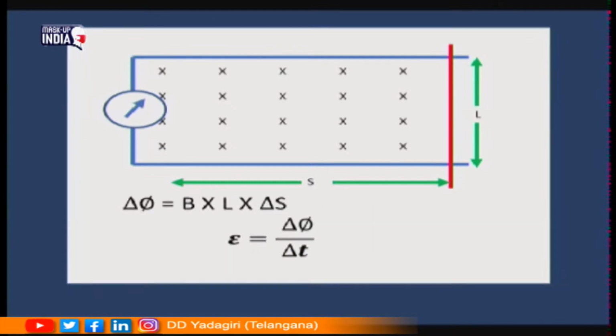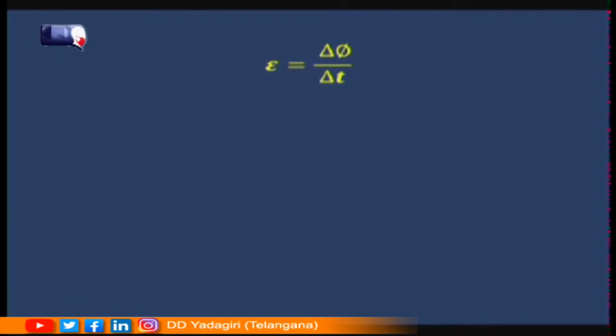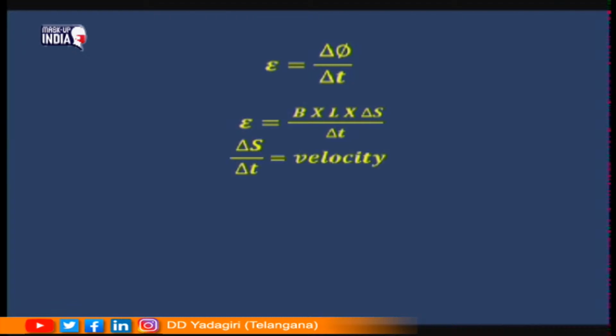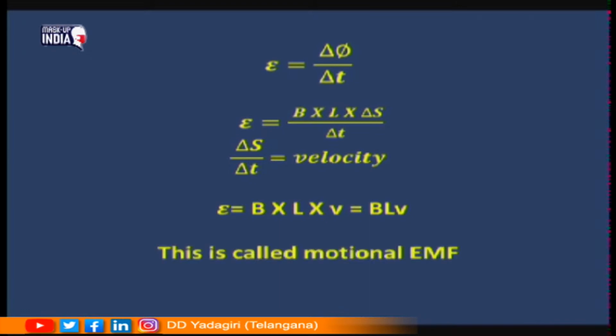So, EMF is equal to delta phi by delta t. Substituting, we get EMF is equal to B into L into delta S by delta t. Delta S by delta t is velocity. So, we can replace delta S by delta t by V. So, EMF is equal to B into L into V, BLV. This is called motional EMF.